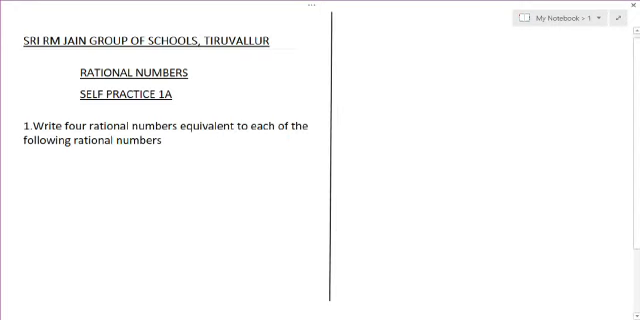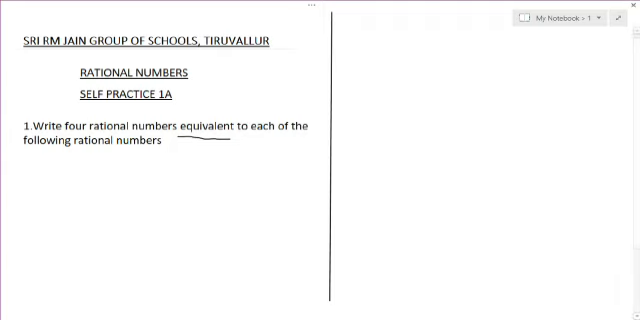Yesterday we have seen what is rational number, natural number, whole number, and integer. So let us go for self-practice 1A. Write 4 rational numbers equivalent to each of the following rational numbers. To find an equivalent rational number, you have to multiply the numerator and the denominator by the same number.